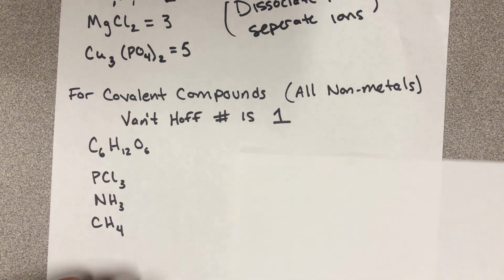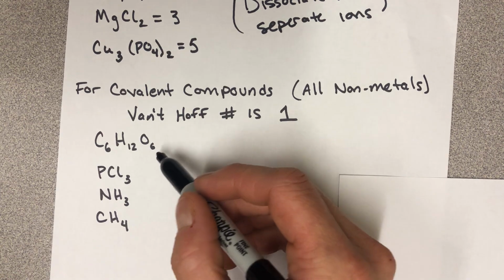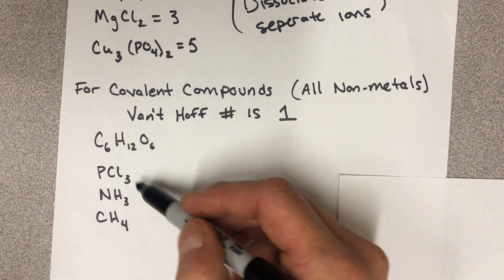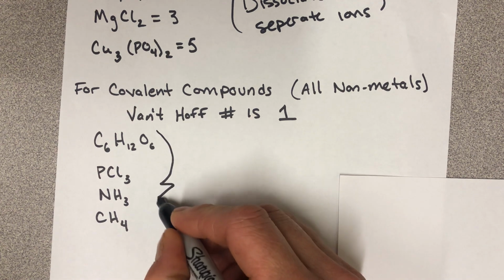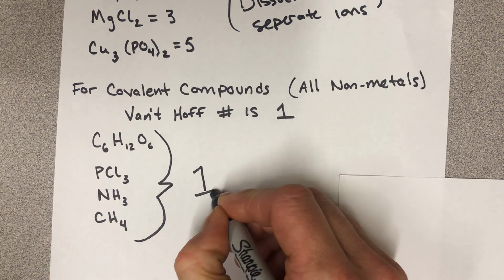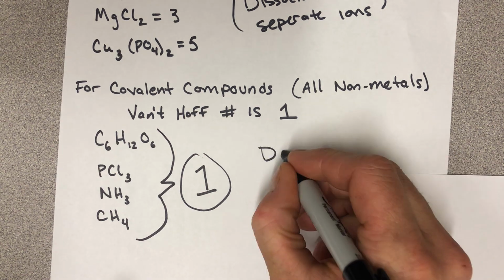And so here's a few examples of some types of solutes that you might see. And you can see that all of the elements that make up these compounds are nonmetals. And so every one of these things has a Van Hoff number of 1. All right? And that's because they don't dissociate.